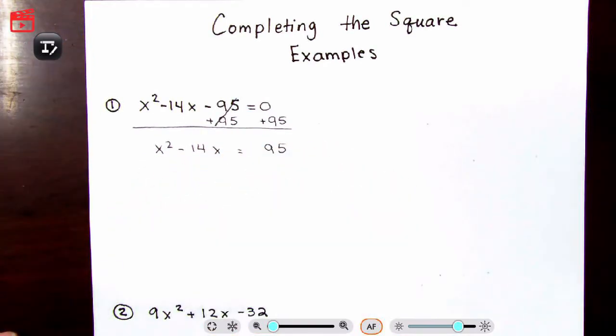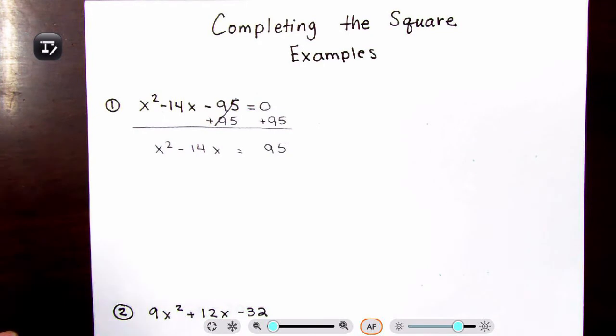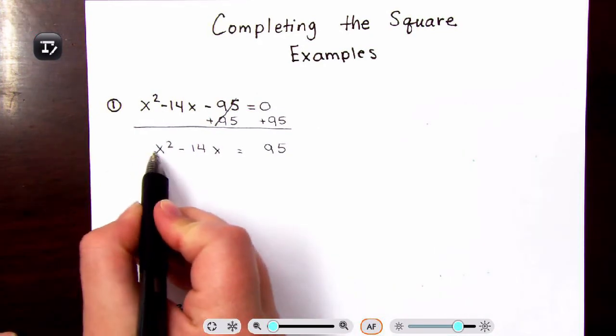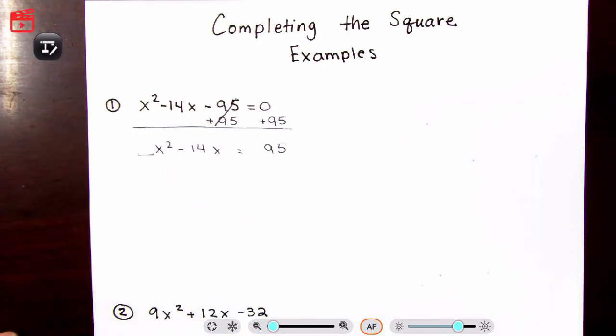Step number 3, it says divide all terms by the leading coefficient. Now the leading coefficient is the number out in front of x. Since there is no leading coefficient, that means it is 1, and we don't really need to divide by anything. Step number 4, in a thinking bubble, take b and divide it by 2, and then you want to square it.